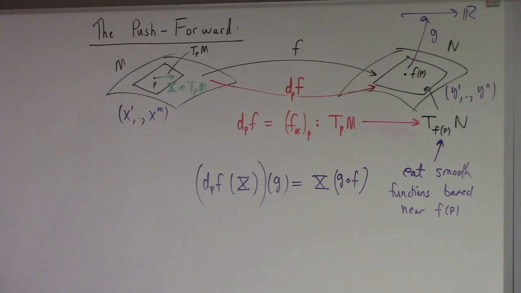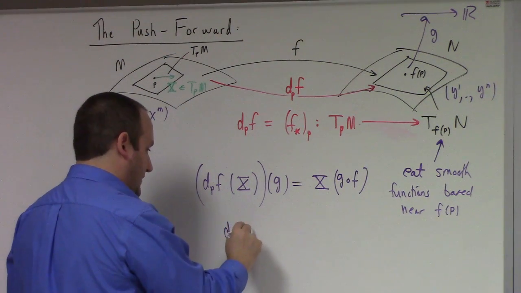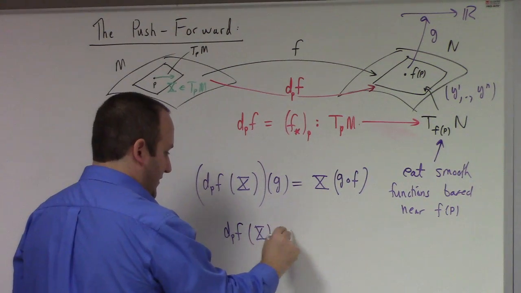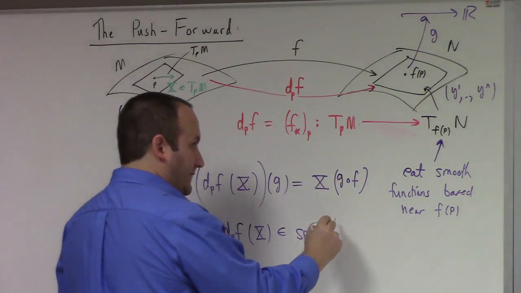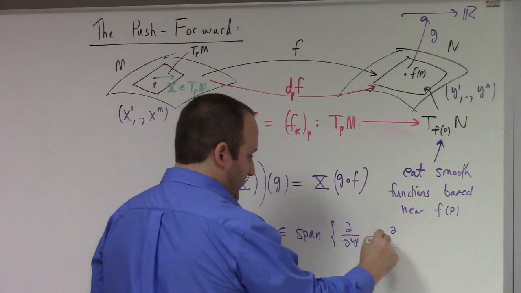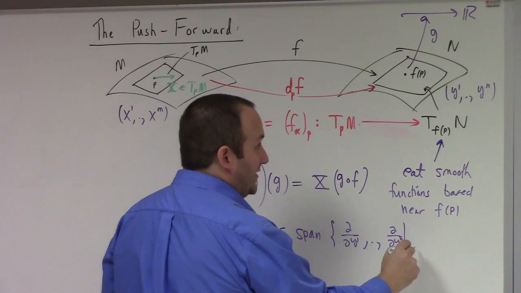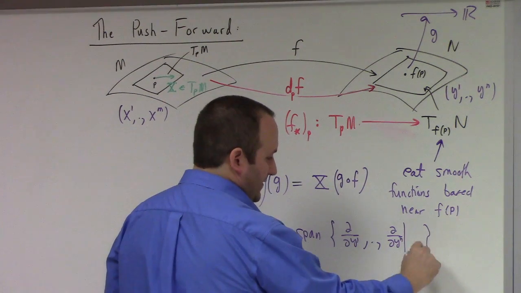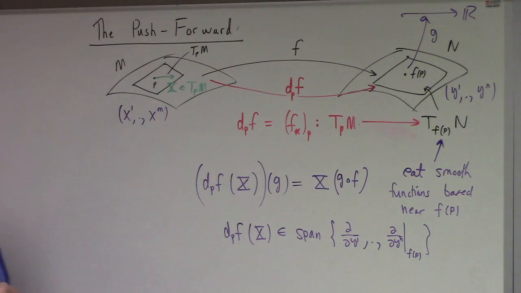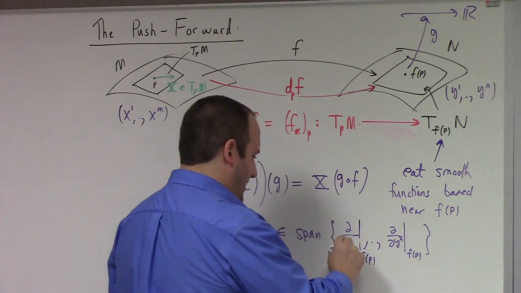Tell you how it maps a basis to a basis, right? So first of all, dpfx should be an element of the span of what? Partial y1, partial yn. Now, admittedly, those are all at the point f of p. But you'll forgive me if I omit the at f of p symbol on every single one of those for the moment. Oh, fine, I'll do it for clarity. You talk me into it.